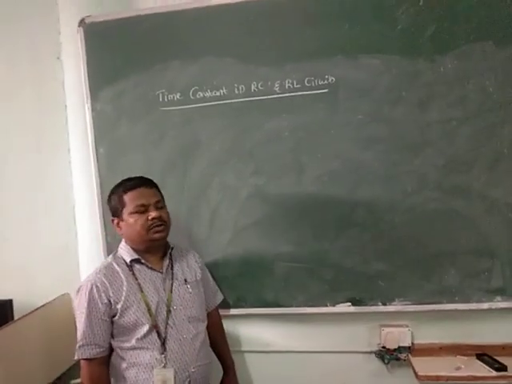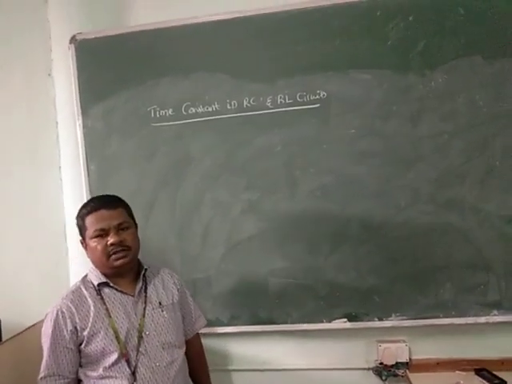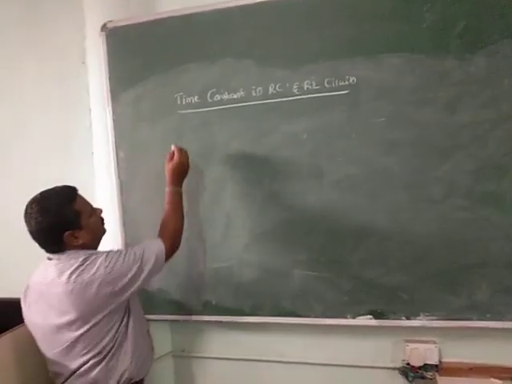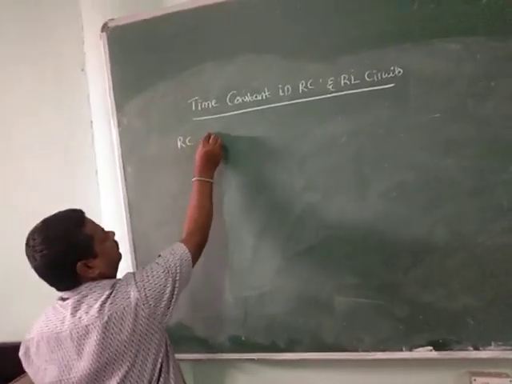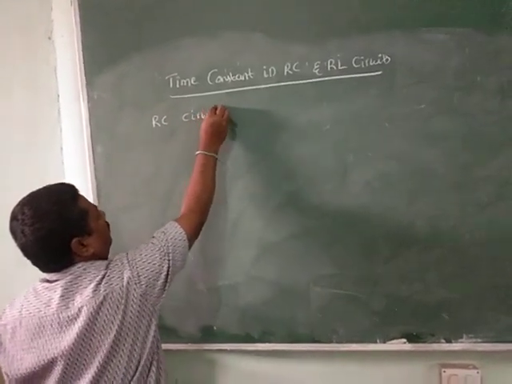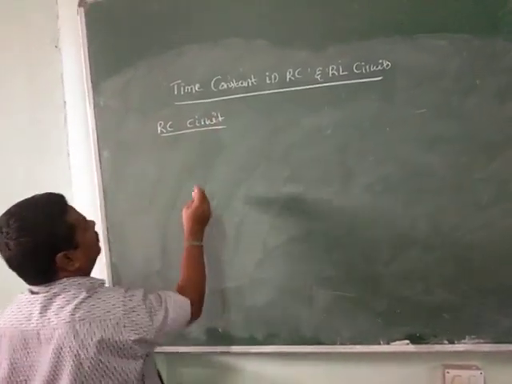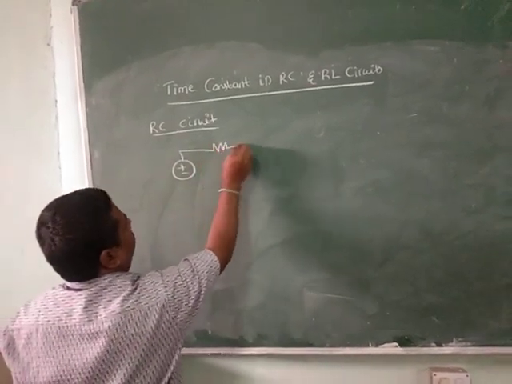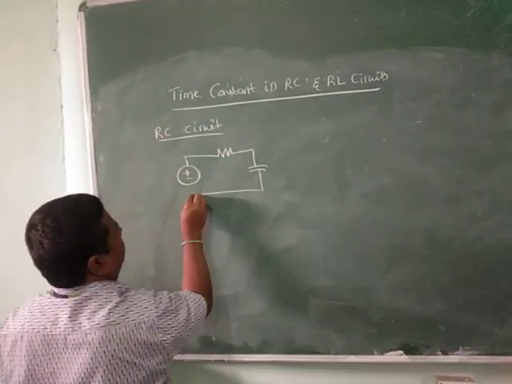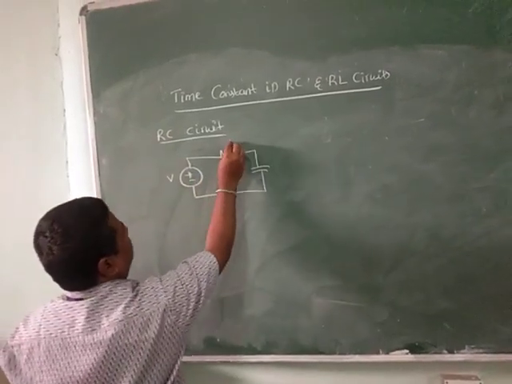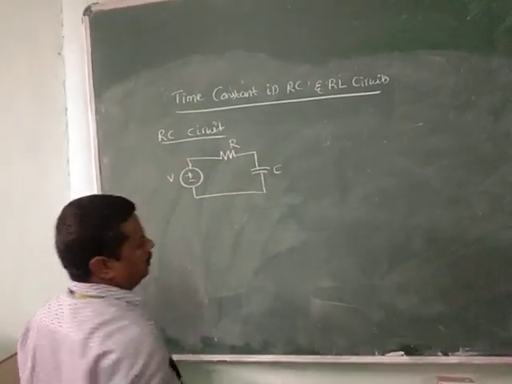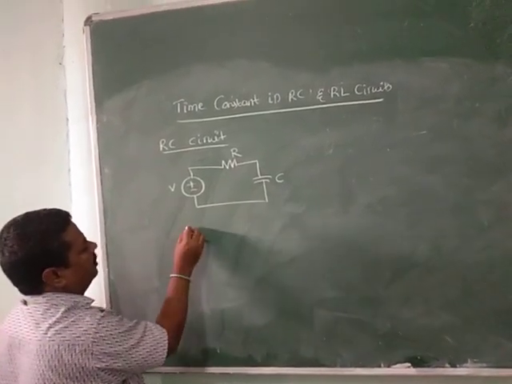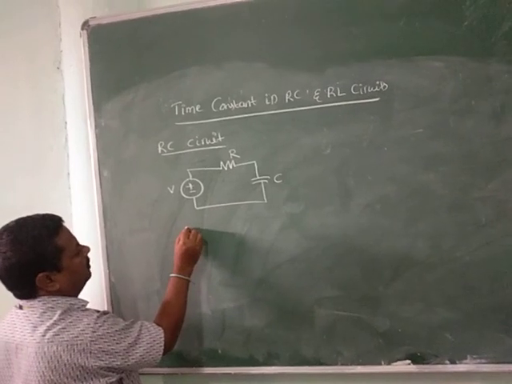Students, today we are going to discuss time constants in RC and RL circuits. Consider the first one, RC circuits. That means the circuit consists of a resistor and a capacitor. Here we have a voltage source, resistor and capacitor. Now express the circuit time constant in terms of resistor and capacitor values.